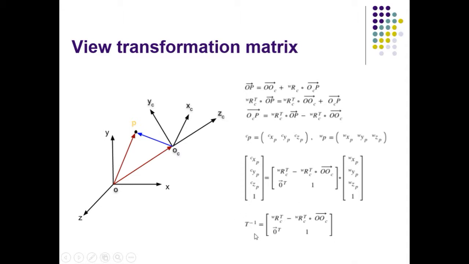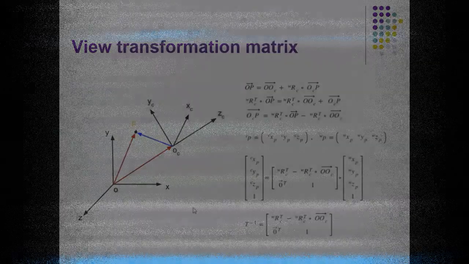We want to call this matrix the inverse of the T matrix, and the T matrix is the homogeneous transformation matrix that expresses the position and orientation of the camera frame with respect to the world frame. Now we are ready to define in C++ code in our OpenGL program this matrix.